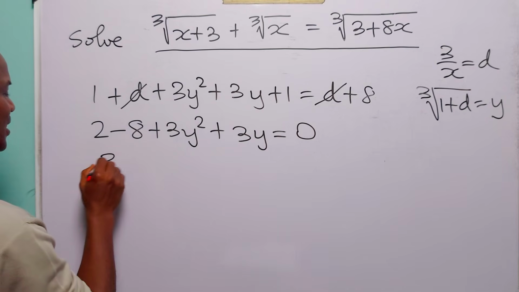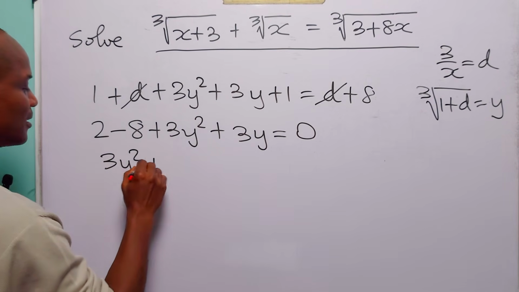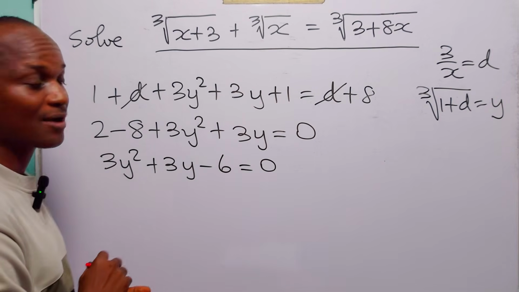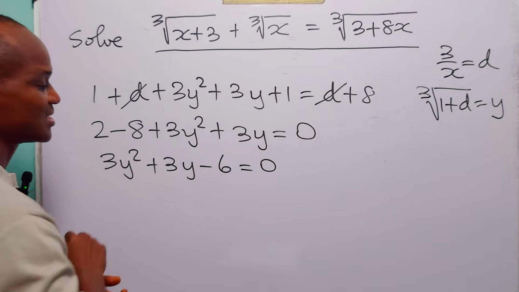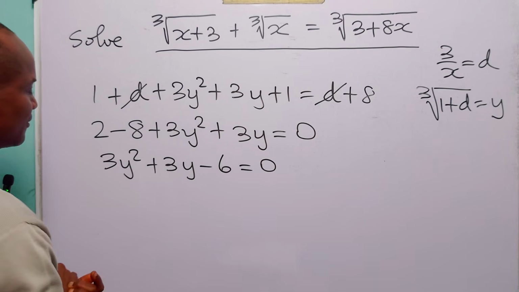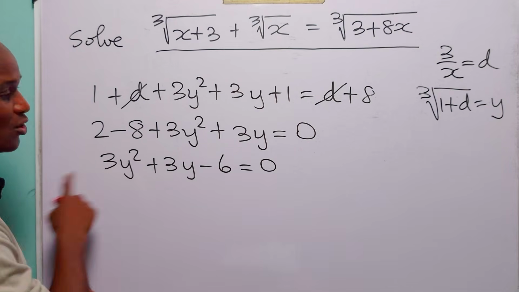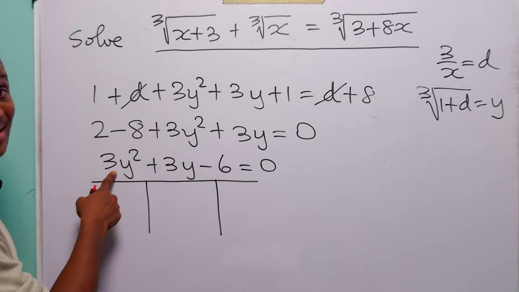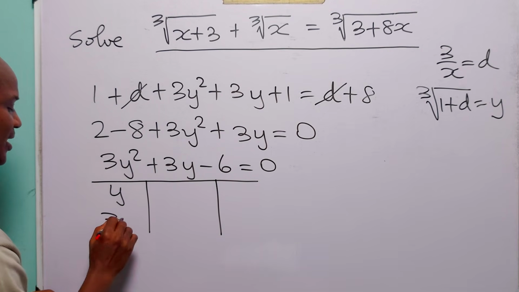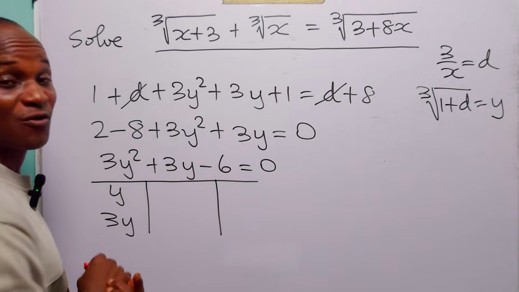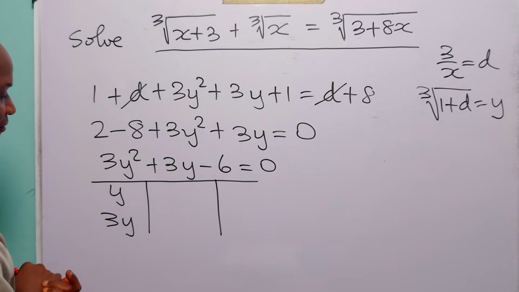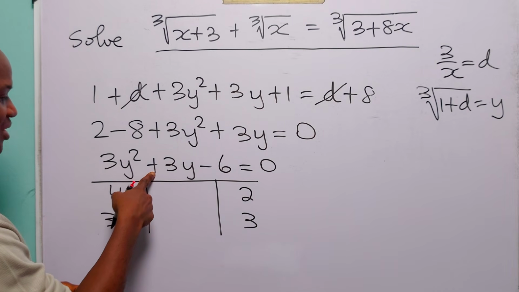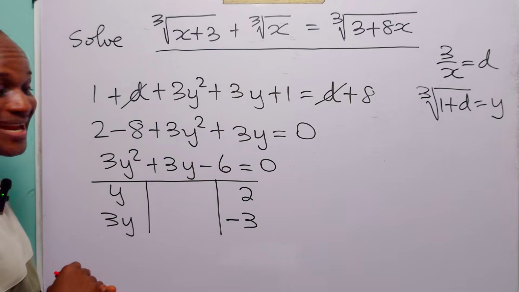Rearranging this quadratic equation, we have 3y squared plus 3y. 2 minus 8 is minus 6, and of course this is equal to 0. Now we can solve this quadratic equation by factorization. Since the coefficient of y squared is not 1, let us use the table method. Now what are the factors of 3y squared? We have y and 3y. What are the factors of minus 6? We have 2 and 3. Since this is positive, let this be negative.